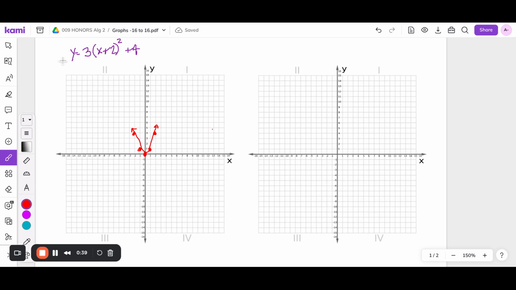To graph this, you're going to use transformations. This says go up 4. And this says don't go to the right 2, go left 2 units. And this is a stretch.